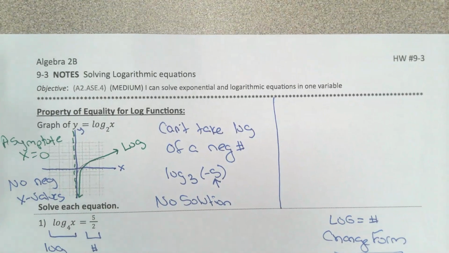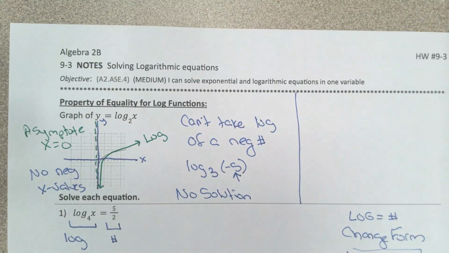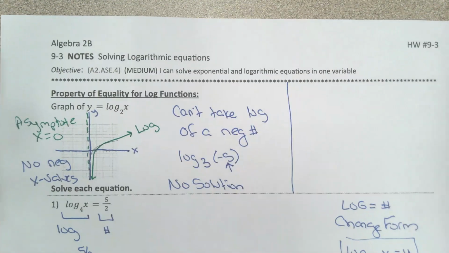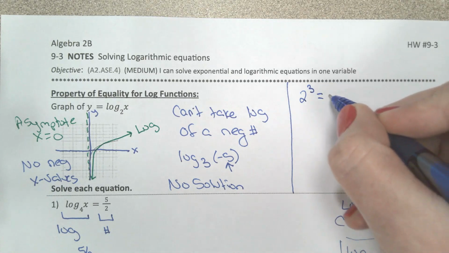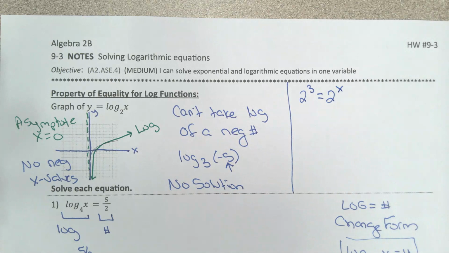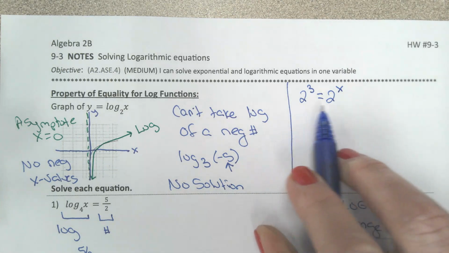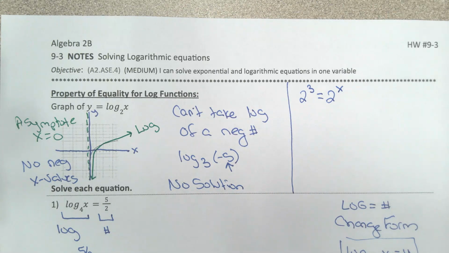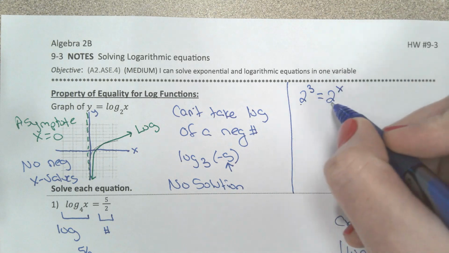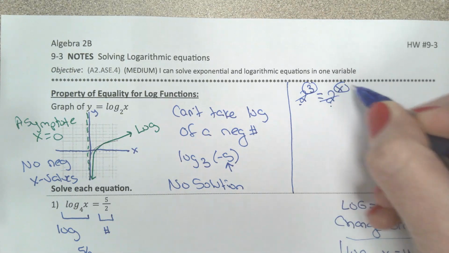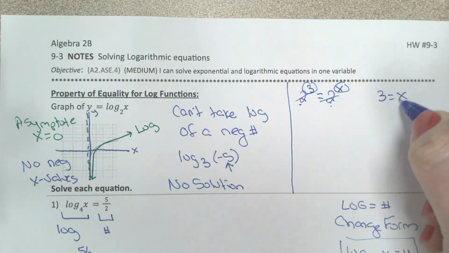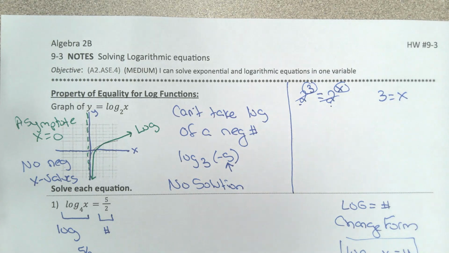On the last section, I said that if you have like 2 to the third equals 2 to the x, we solved exponential equations by getting the same base. So if your bases are equal, we drop them and we set your exponents equal.